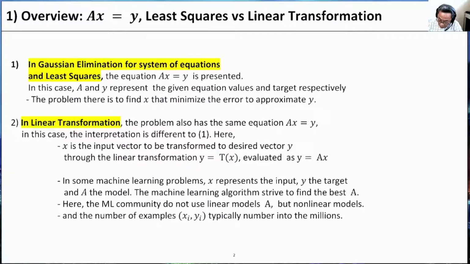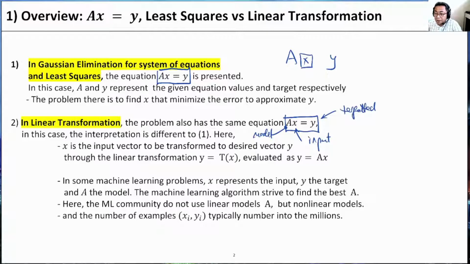For a recap, in the first few chapters of our course, given a system of linear equations, we form A from the equations and Y from the given values, and we are asked to solve for X, the unknowns. However, in linear transformation, although we are still observing the same equation, it is of a different nature. In this case, the input to the system is X. A is the model or the linear transformation we're trying to design, and Y is the targeted output.